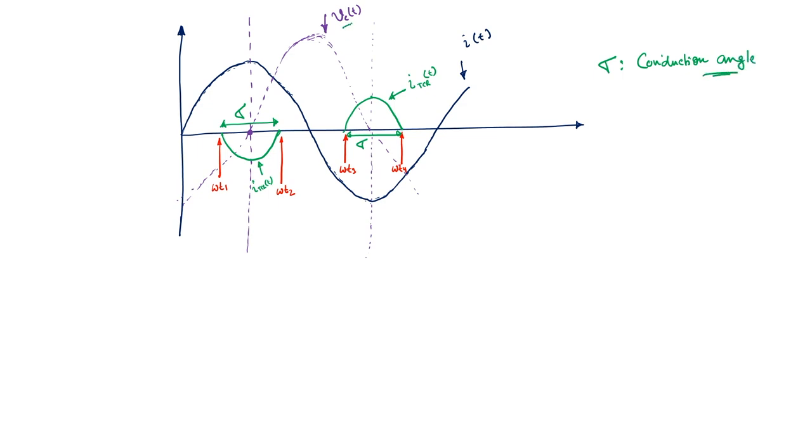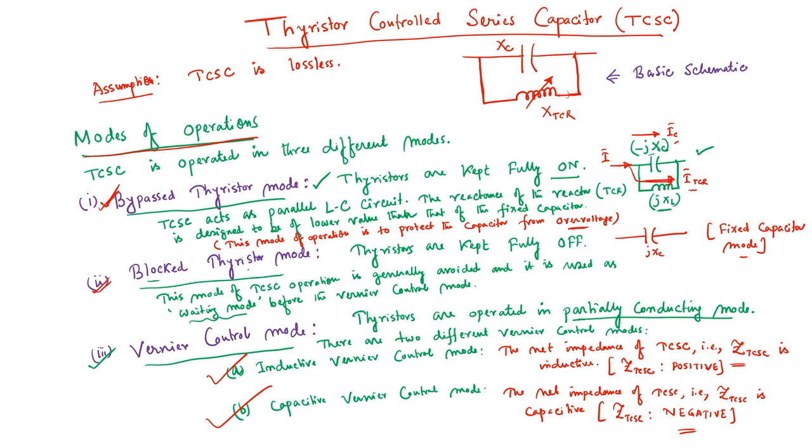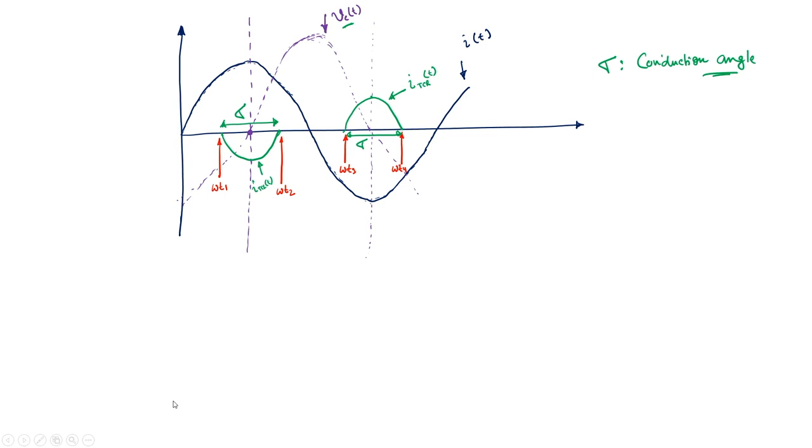And this VCT profile, as I said, is basically the voltage across the capacitor when it is operated in fixed capacitor mode, that is, in block thyristor mode of operation. But when it is operated in vernier control mode, this VCT would be different. I am coming to that. I will slowly try to develop this waveform for VCT, the voltage across the capacitor, when the TCSC is operating in either inductive vernier control or capacitive vernier control. Now, what is this omega t, omega t 2?